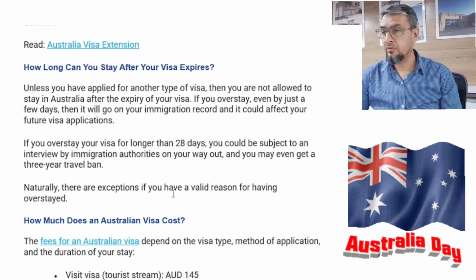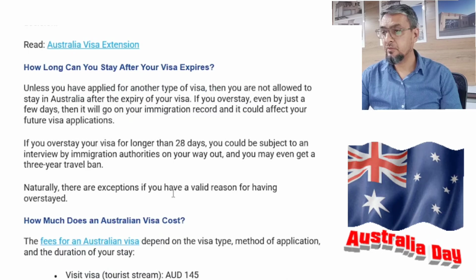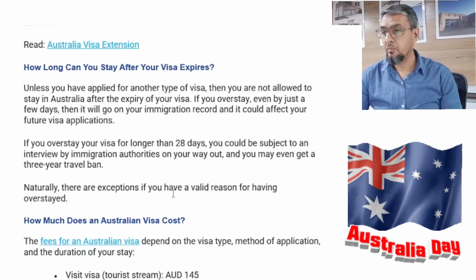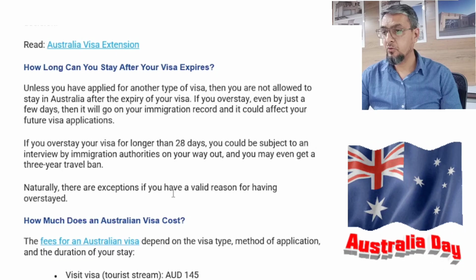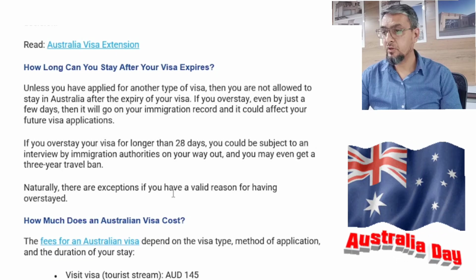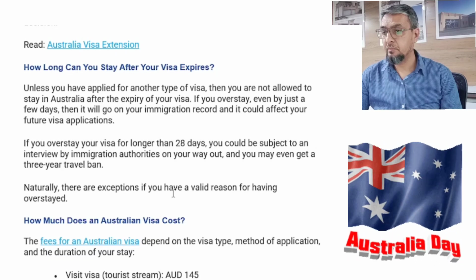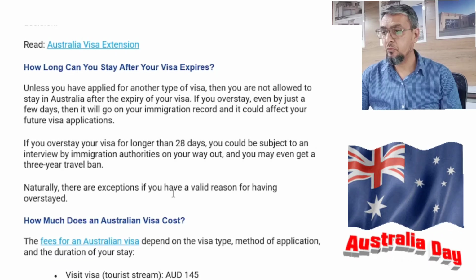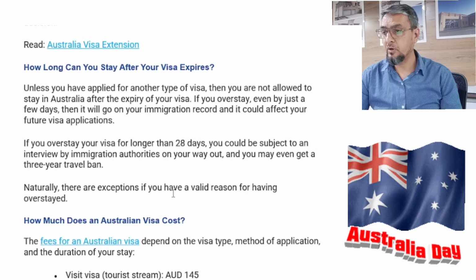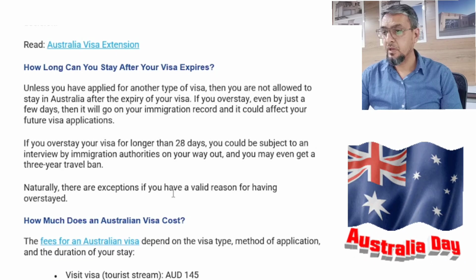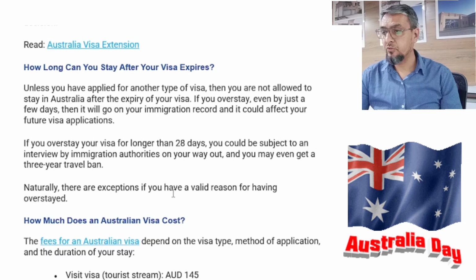How long can I stay after my visa has expired? Unless you have applied for another type of visa, you are not allowed to stay in Australia after the expiry of your visa. If you overstay even by just a few days, it will go on your immigration record and it could affect your future visa applications.